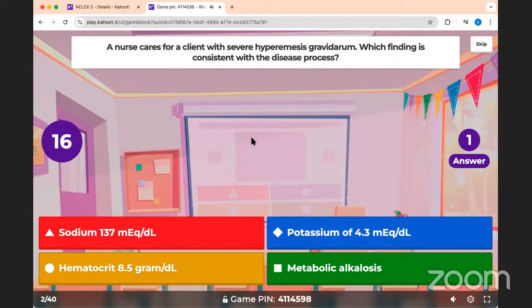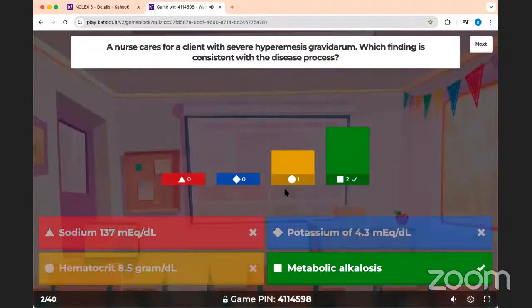And next case, for a client with severe hyperemesis gravidarum, which finding is consistent with the disease process? Key concept: hyperemesis gravidarum. What do you see in this patient? Think about it quickly and decide which one do you think is acceptable. It's very straightforward, right?